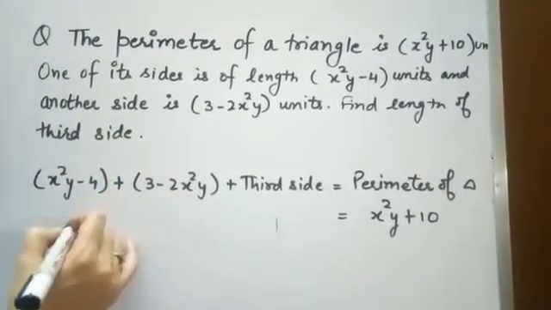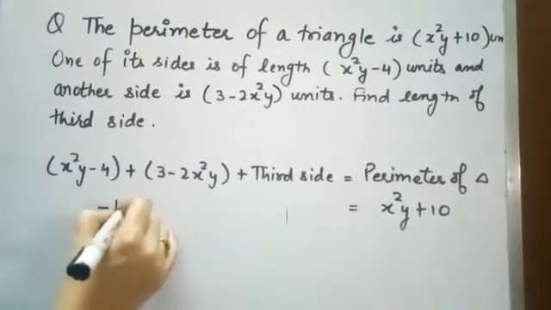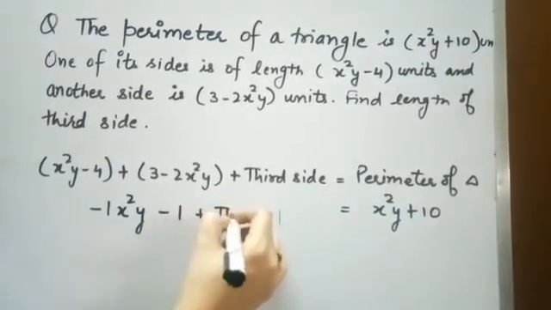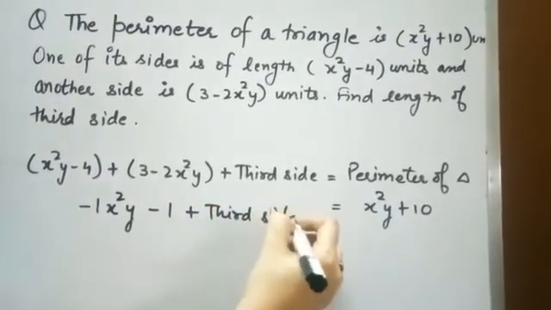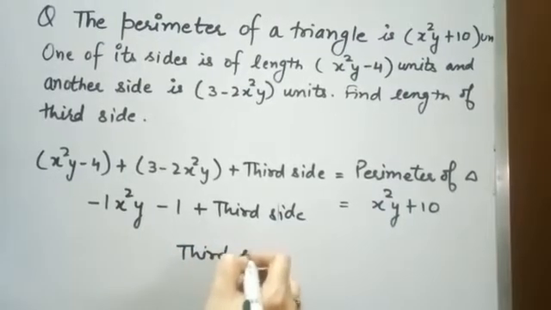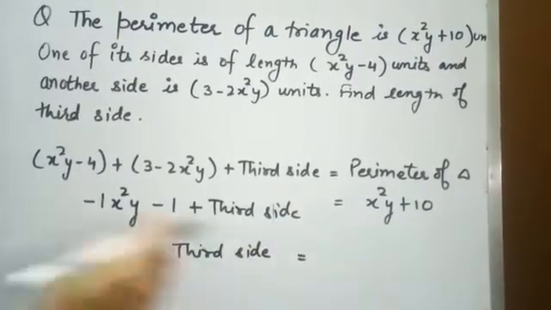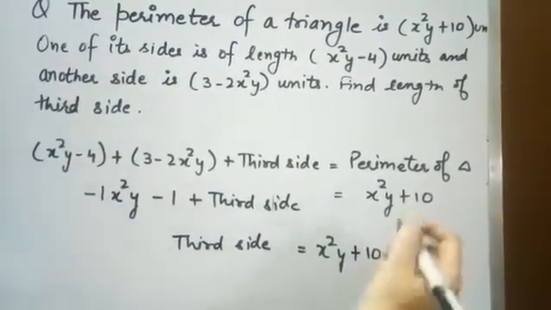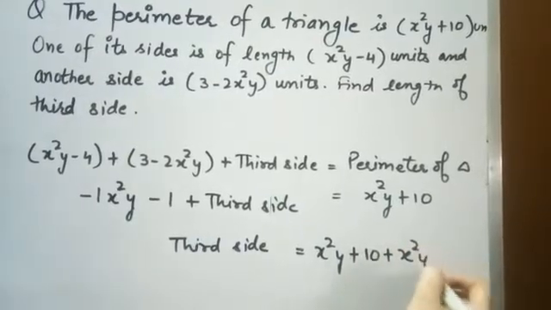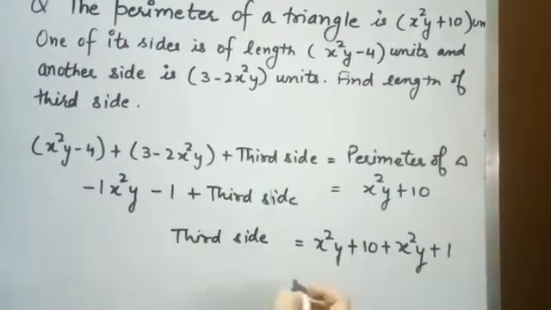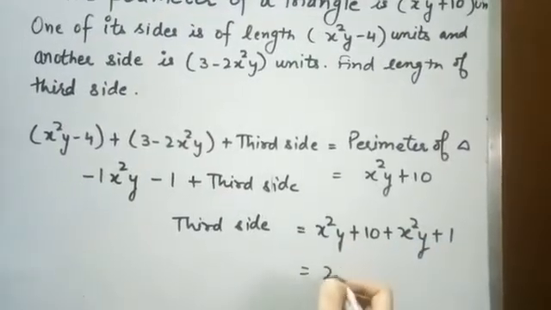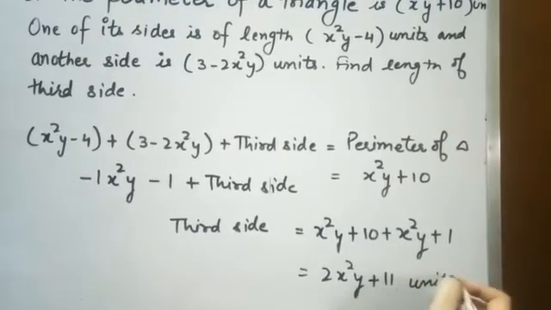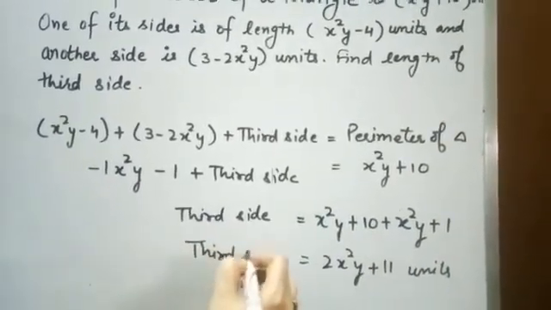So we are going to add them. X square y minus 2x square y, minus 1x square y, minus 4 plus 3, minus 1, plus the third side. Now we need to find the third side, so these algebraic terms have to be shifted to the RHS. Minus 1x square y, when we go from LHS to RHS, will become plus x square y. Minus 1 will become plus 1. Now x square y plus x square y is 2x square y, and 10 plus 1, 11 units, is the length of the third side of the triangle.